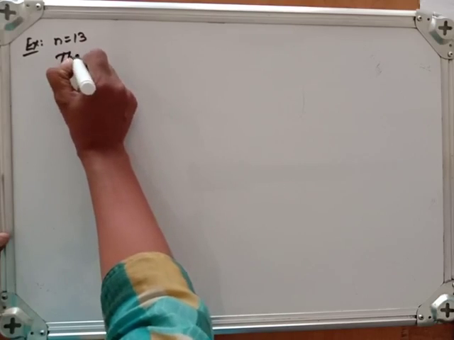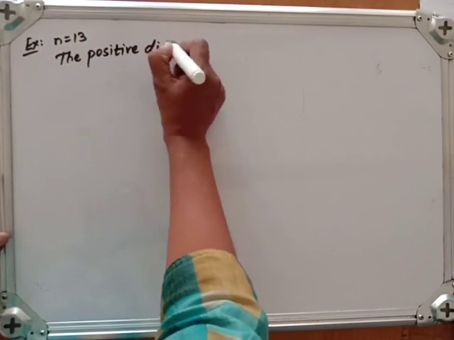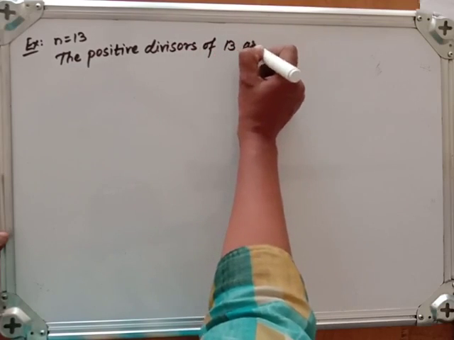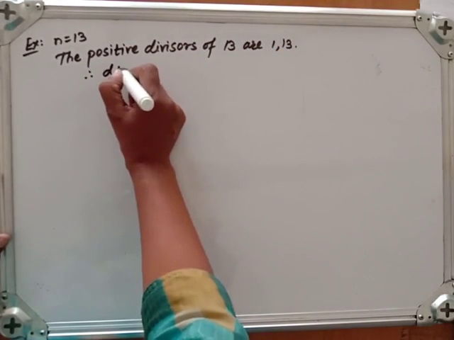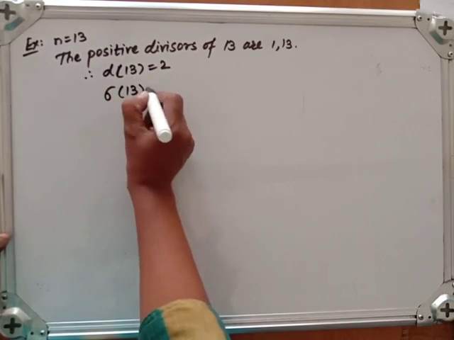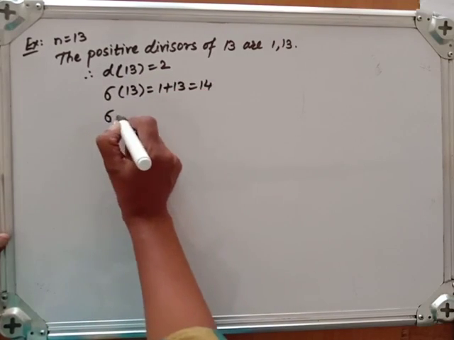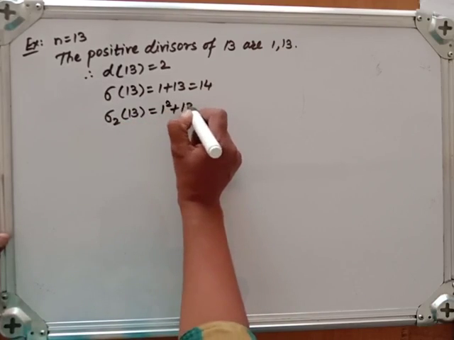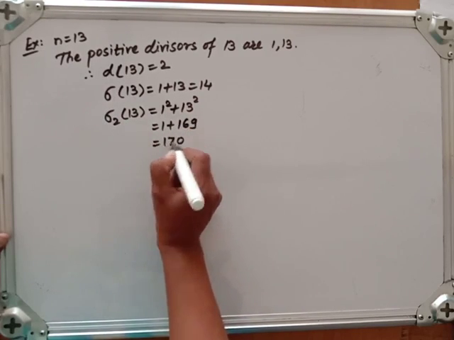So the positive divisors of 13 are 1 and 13. Okay. Therefore, d of 13 equal to how much? 2. What is sigma of 13? Sigma of 13 is the addition of these, 1 plus 13, so that will be how much? 14. Now sigma 2 of 13, so it will be 1 square plus 13 square, so it will be 1 plus 169, that will be 170.